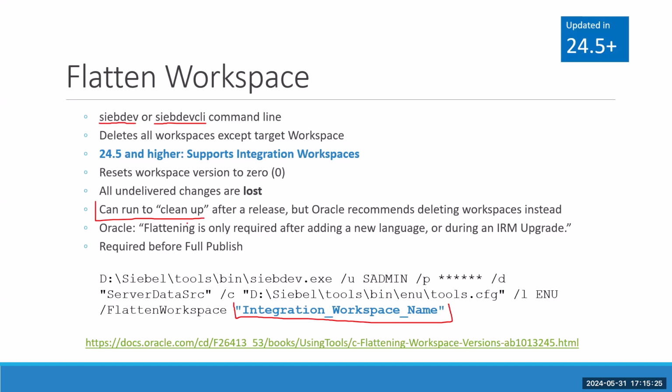And as James said, after flattening, for whatever reason, you must always consider doing a full publish after that, and also a full migration after that, because a flattened workspace obliterates the versioning, so you have no watermark anymore for incremental migration. So you have to do a full migration after that, and then you're back on track.